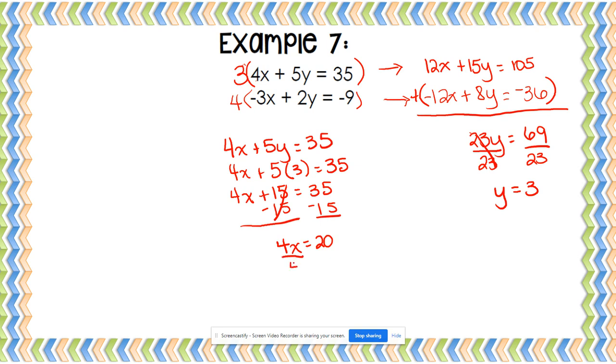Now I'm going to divide by 4 on both sides. These are going to cancel and leave me with x equals, and 20 divided by 4 is 5. So my solution is an ordered pair where x is equal to 5 and y equals 3. So the solution is 5, 3.